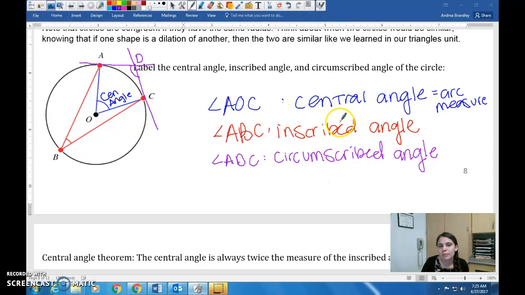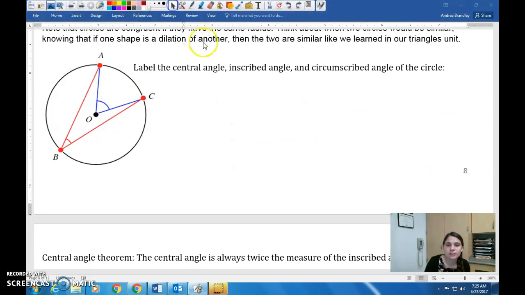So these are the three main types of angles we're going to talk about. The central angle goes through that center point. An inscribed angle is from one edge of the circle to the other, and then a circumscribed angle is actually on the outside of the circle, made by two tangent lines.